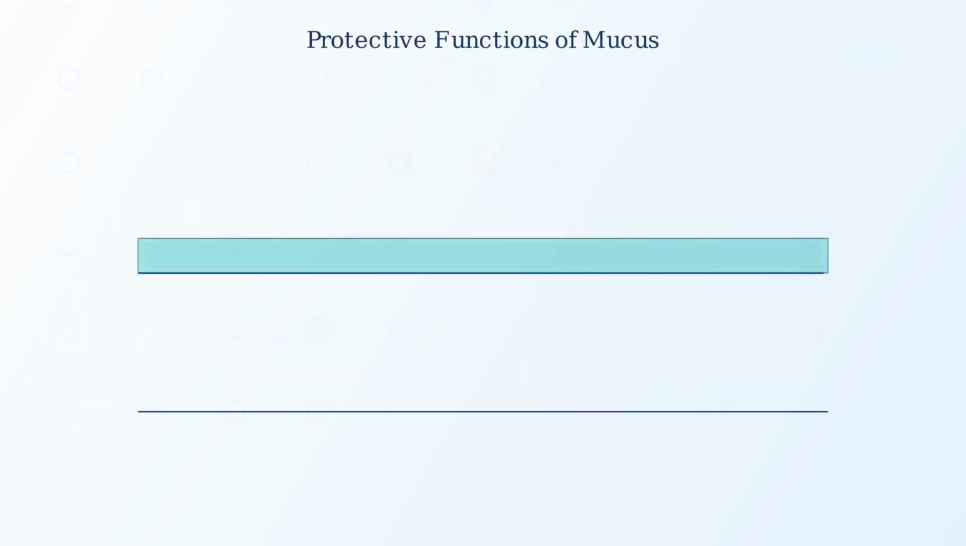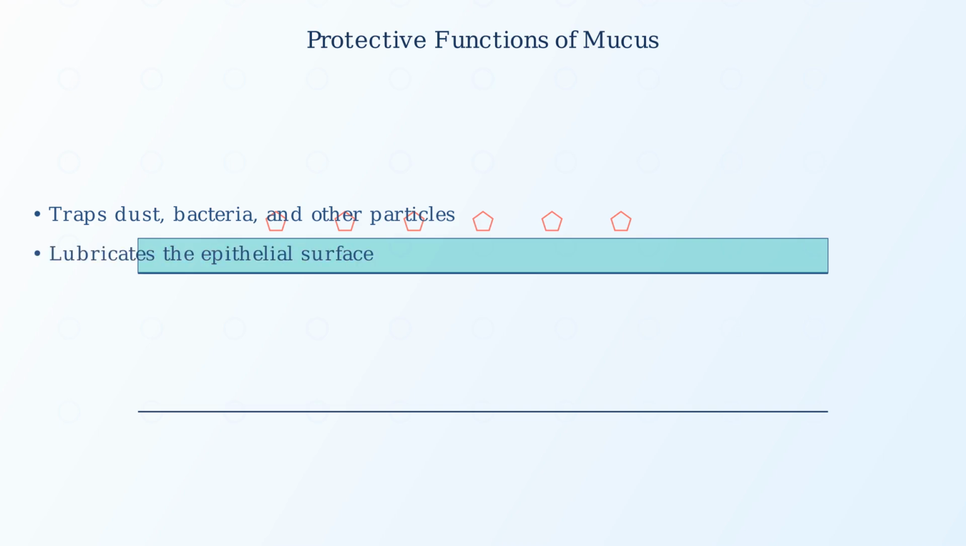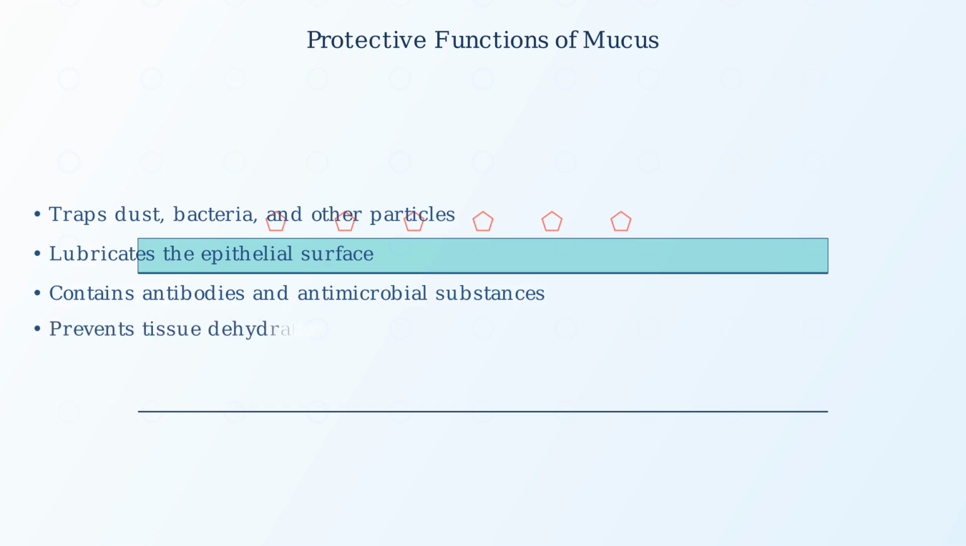The mucus secreted by goblet cells forms a protective layer over the epithelial surface, which serves several important functions. This mucus layer traps dust, bacteria, and other potentially harmful particles, preventing them from damaging the epithelium. It also lubricates the epithelial surface, reducing friction and physical damage. Mucus contains antibodies and antimicrobial substances that help neutralize potential pathogens. Additionally, it prevents dehydration of the underlying tissues by maintaining moisture.